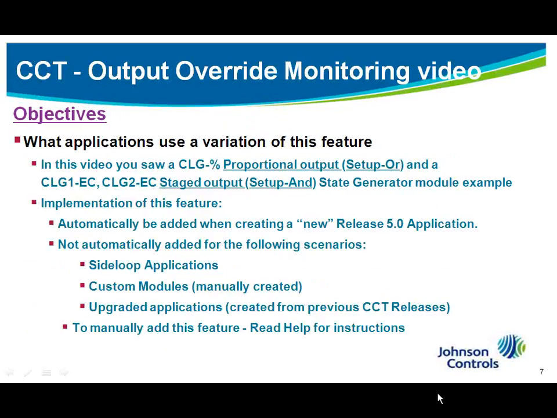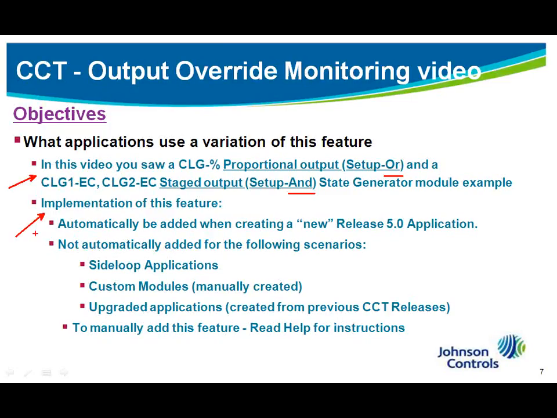The third objective dealt with what applications use a variation of this feature. What we saw in this video is a cooling percent proportional output, which used the setup OR in its state generator, and we also saw cooling1 and cooling2 EC, that was for staged output, and that used the setup AND function. So we saw the setup OR as well as the setup AND state generator module examples.